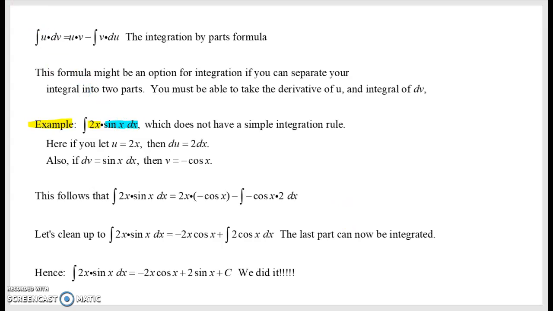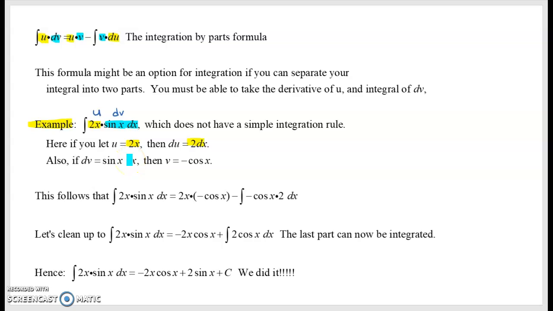And I write it this way because what we're going to do is we're going to label them. The 2x will be the u, and the sine x dx will be the dv. So we have to have something that we can take the derivative of, and we have to have something we can integrate. Okay, so all my u parts up here kind of stick out, and all my v parts kind of stick out as well. So if u is 2x, then the derivative of u is 2 dx, if we're talking about a u substitution in a way.